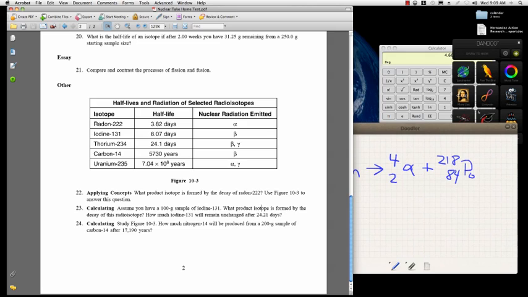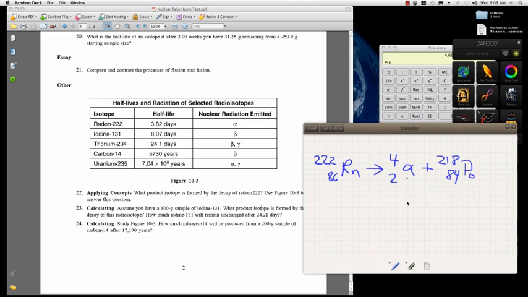Assuming you have a 100-gram sample of iodine, what product isotope is formed? There's two questions here. They want you to figure out how much is left after a certain amount of time, and they also want to figure out the product isotope. All right, the product isotope, this is the decay particle. This would be our product isotope. So let's take a look at this one.